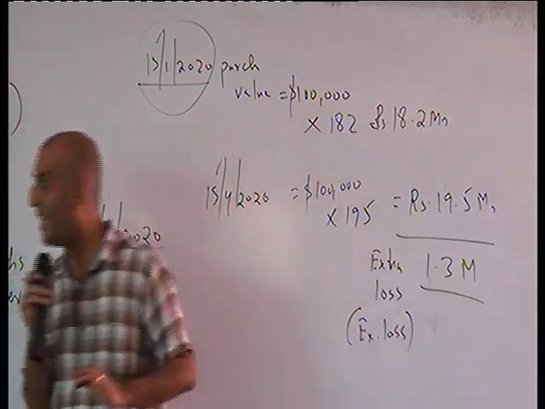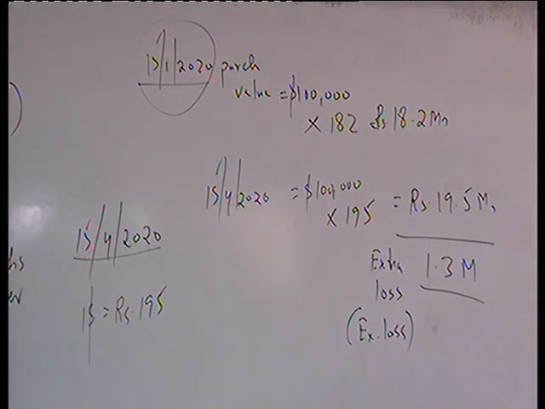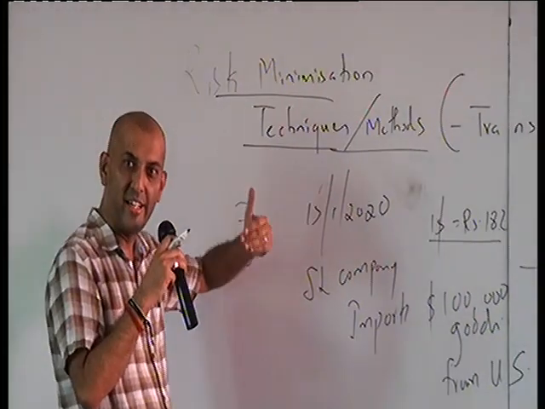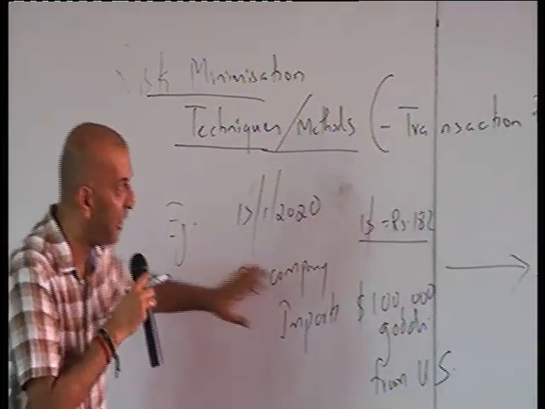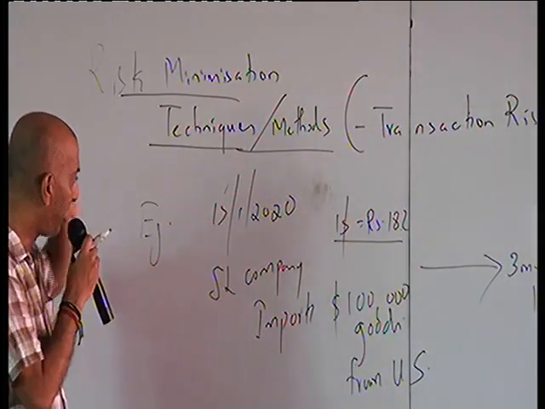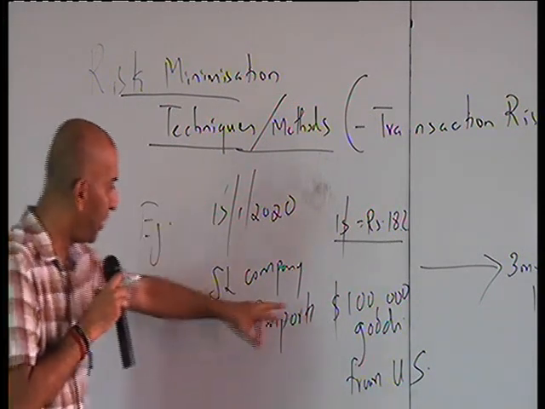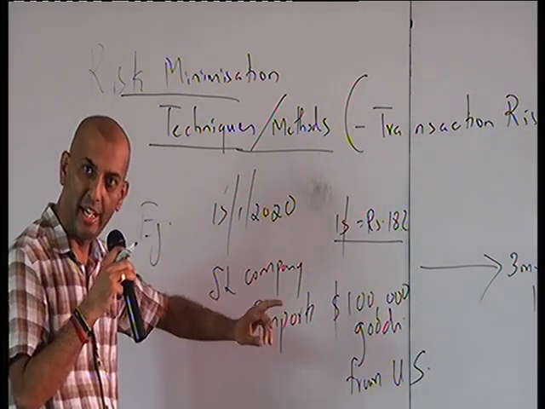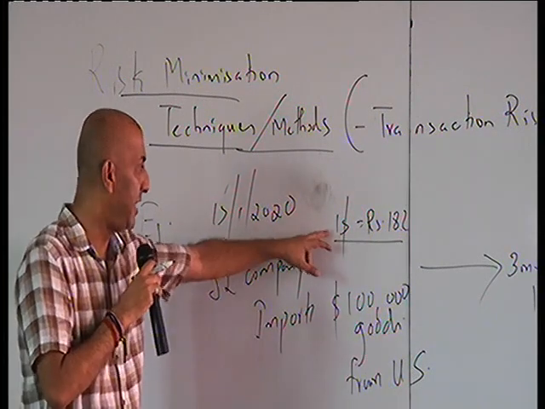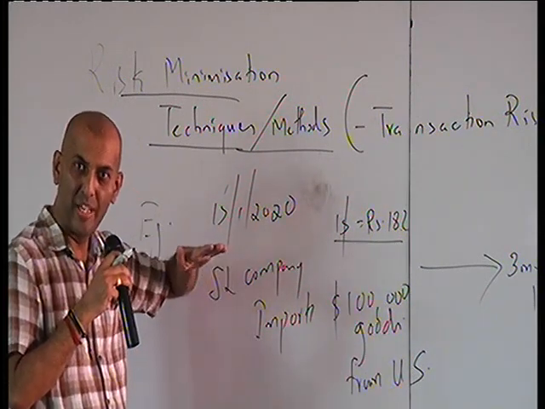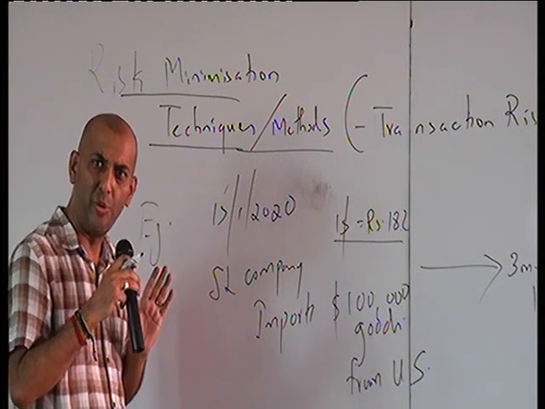So please take down this example, because I will be explaining again and again some of the techniques using the example I mean here. It's about a Sri Lankan company importing 100,000 worth of goods from the USA, and the exchange rate at that date in the bank is 182.